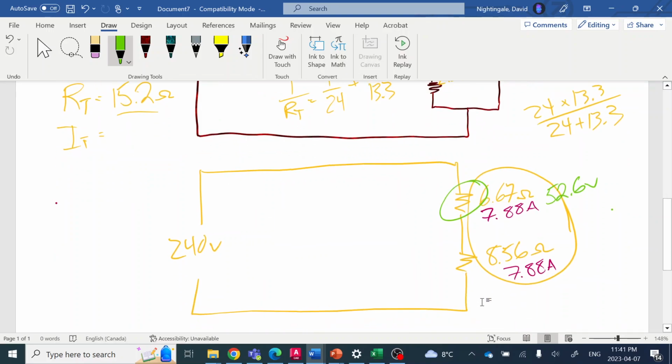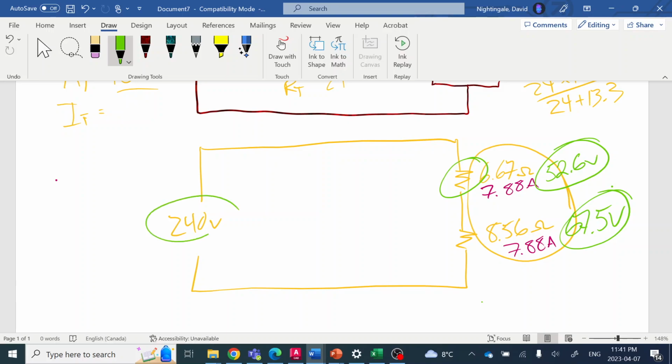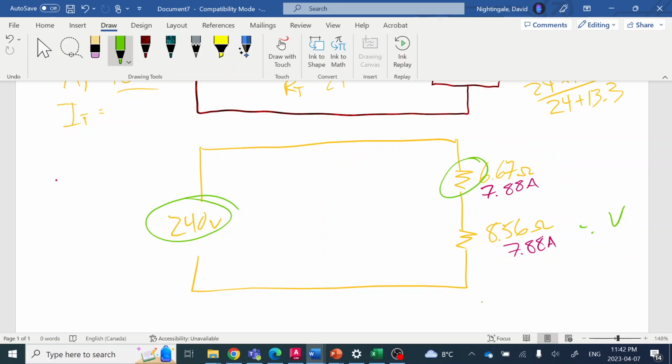So the reason I figured I made that mistake is, if I multiply 8.56 times 7.88, I get 67.5 volts. And my 67.5 volts and 52.6 volts do not add up to my source. So I knew there that I must have made a mistake somewhere along the lines. So it's always a good idea to double check your answer by calculating it in a different method.